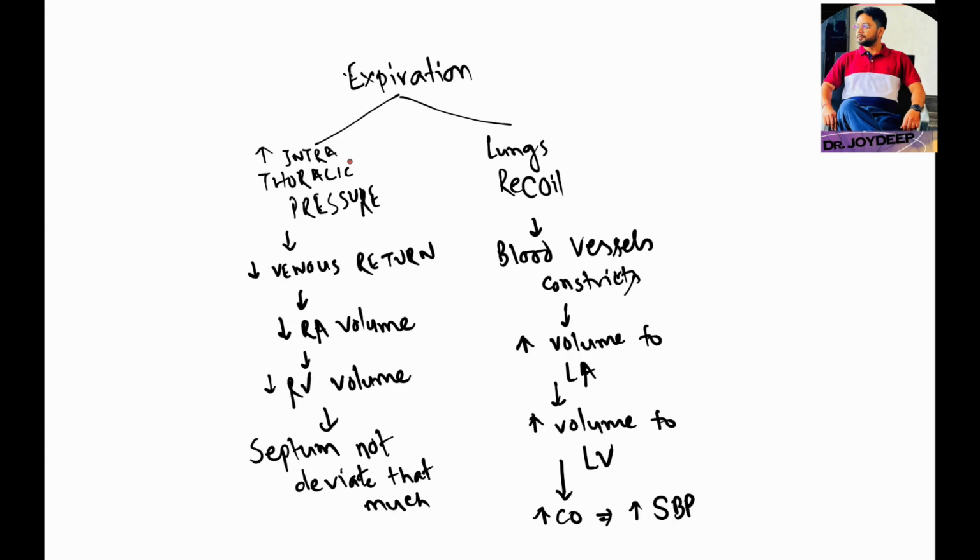During expiration, there is an increase in the intrathoracic pressure that leads to a decrease in the venous return. Ultimately, right atrial volume and right ventricular volume decrease. So, the septum is not deviated as much as is seen during inspiration. There is recoiling of the lung during expiration. That results in constriction of the blood vessels. So, the blood from the lungs goes to the left atrium in much greater amount than during inspiration. Ultimately, the blood volume to the left ventricle increases, which increases the cardiac output.